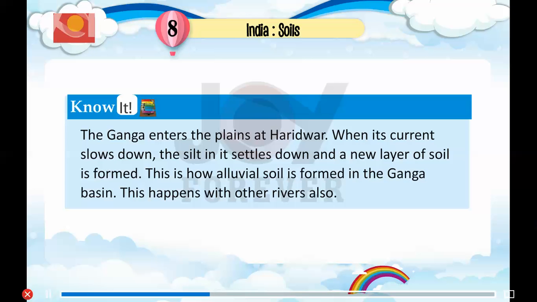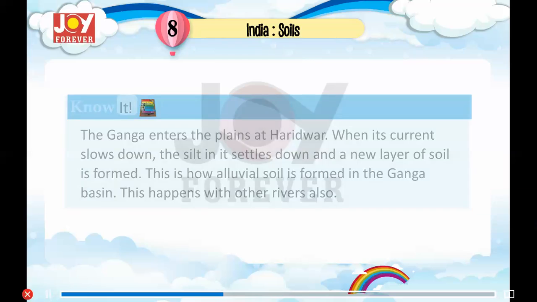Know it. The Ganga enters the plains at Haridwar. When its current slows down, the silt in it settles down and a new layer of soil is formed. This is how alluvial soil is formed in the Ganga basin. This happens with other rivers also.